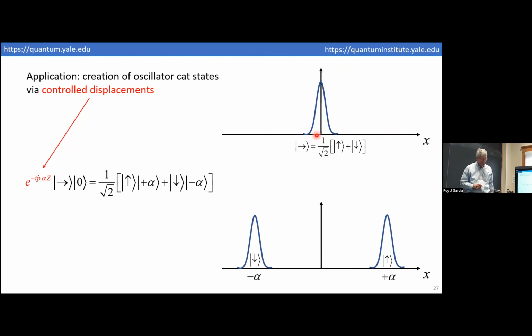Center of the cavity. The qubit is pointing in the x direction. And now I'm going to apply a conditional or controlled displacement generated by the momentum operator. And I'm going to displace the vacuum to position alpha if the qubit is up, and to minus alpha if the qubit is down, because I have that z in my displacement operator. Okay.